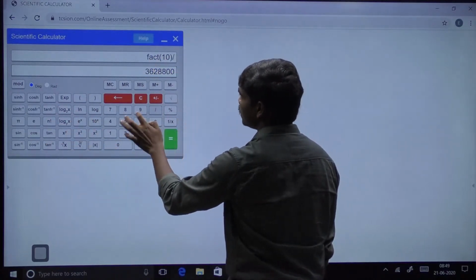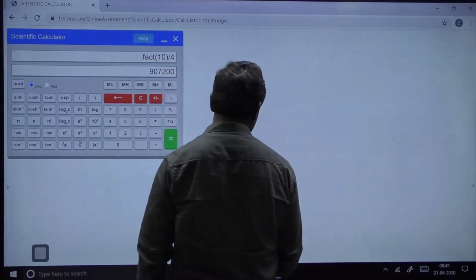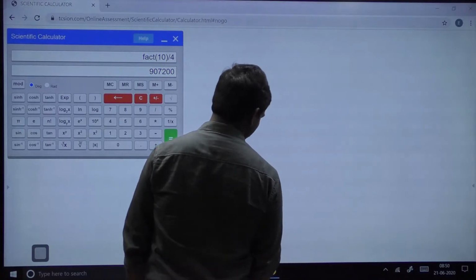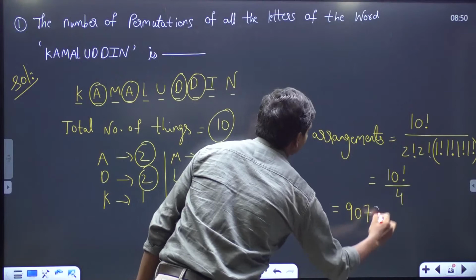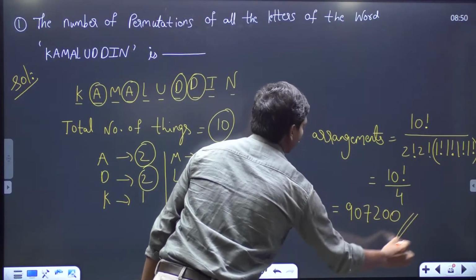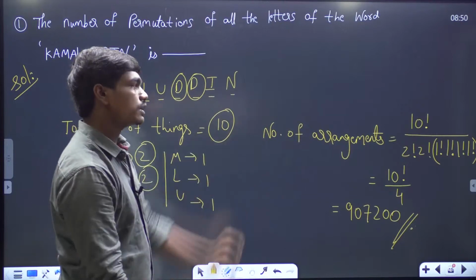3628800 divided by 4 is what you have. So if you see 907200, which means 907200. So this is equal to 907200. These are the total number of ways in which you can arrange the letters in the word Kamaluddin.